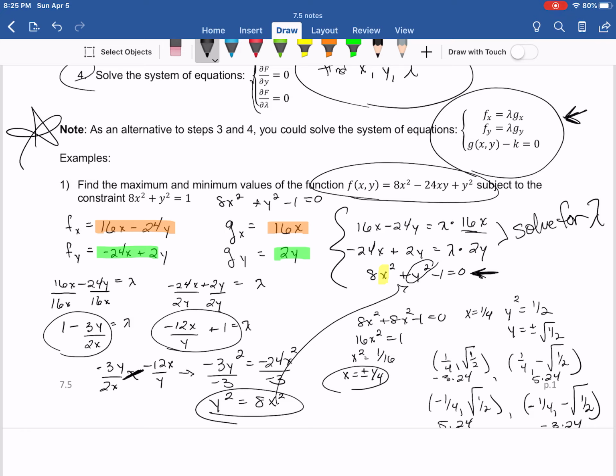And so the two that gave you negative 3.24, those are going to be considered minimums. Minimum and minimum. Should have left you more space. And then the others that gave you positive 5.24, those are your maximums. Okay, so that tells you where to find the minimum, where to find the maximum.